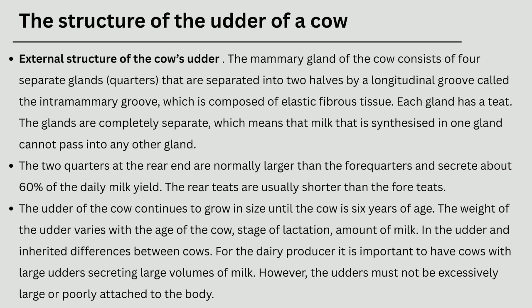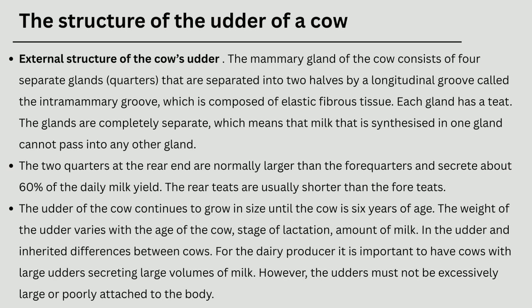The 2 quarters at the rear end are normally larger than the 2 quarters at the front and secrete about 60% of the daily milk yield. The rear teats are usually shorter than the front teats. The udder of the cow continues to grow in size until the cow is 6 years of age. The weight of the udder varies with the age of the cow, stage of lactation, amount of milk in the udder, and inherited differences between cows.